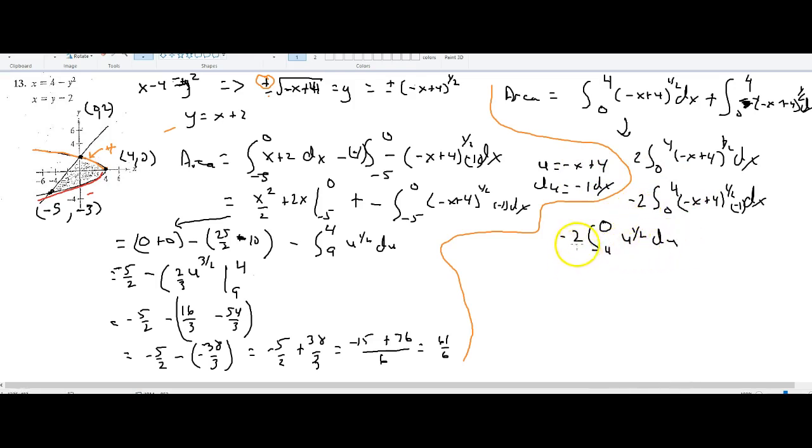Aren't we having fun? So therefore, raise its power by 1, divide by the power. Remember, I still got a -2 out front, and I got a 4 to 0. Plug in a 0, I get 0. Plug in a 4 minus a 0. That's the 2 times 2/3. If I plug a 4 in there, the square root of 4 is 2. 2 to the 3rd is 8. So this becomes 8, right?